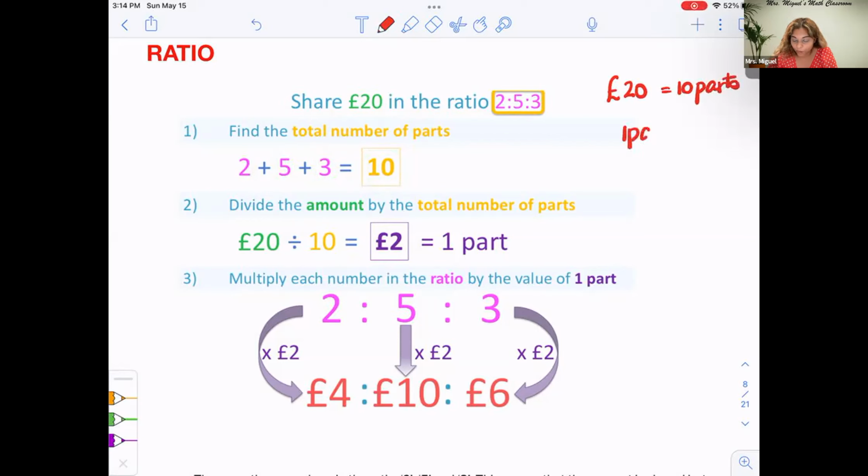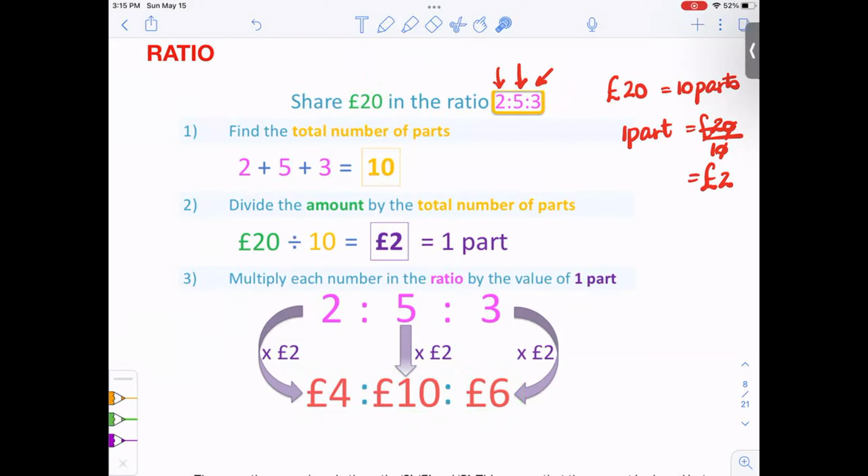So therefore, one part will be 2 pounds. If I find one part, I can find 2 parts, 5 parts, and 3 parts. So 2 parts will be 2 by 2, which is 4. 5 parts, 5 by 2, which is 10. 3 parts, 3 by 2, which is 6. When I find the sum of these numbers, I will get 20 pounds. Do you all understand that so far?